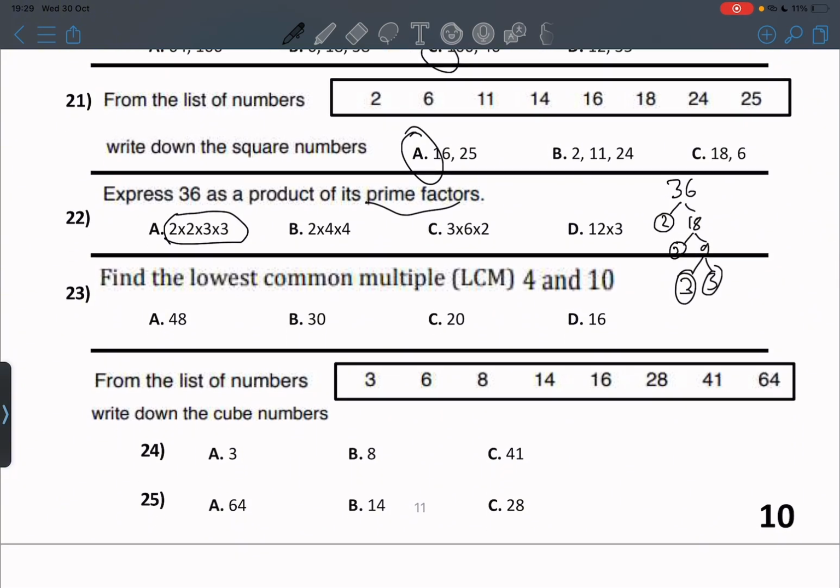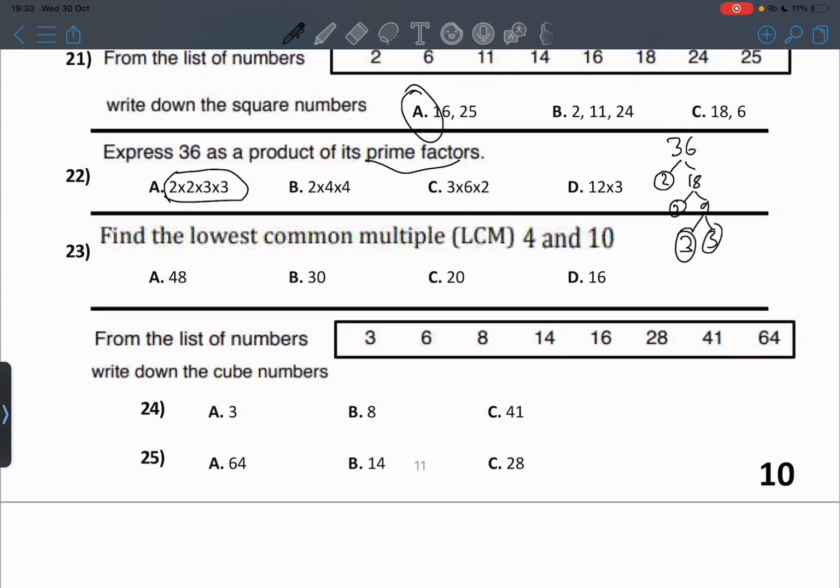Now we are moving on to question 23. Find the lowest common multiple of 4 and 10. So this is quite easy. If you just do the 4 times table up to 20 and the 10 times table, you can see here is our lowest common multiple, which is option C.